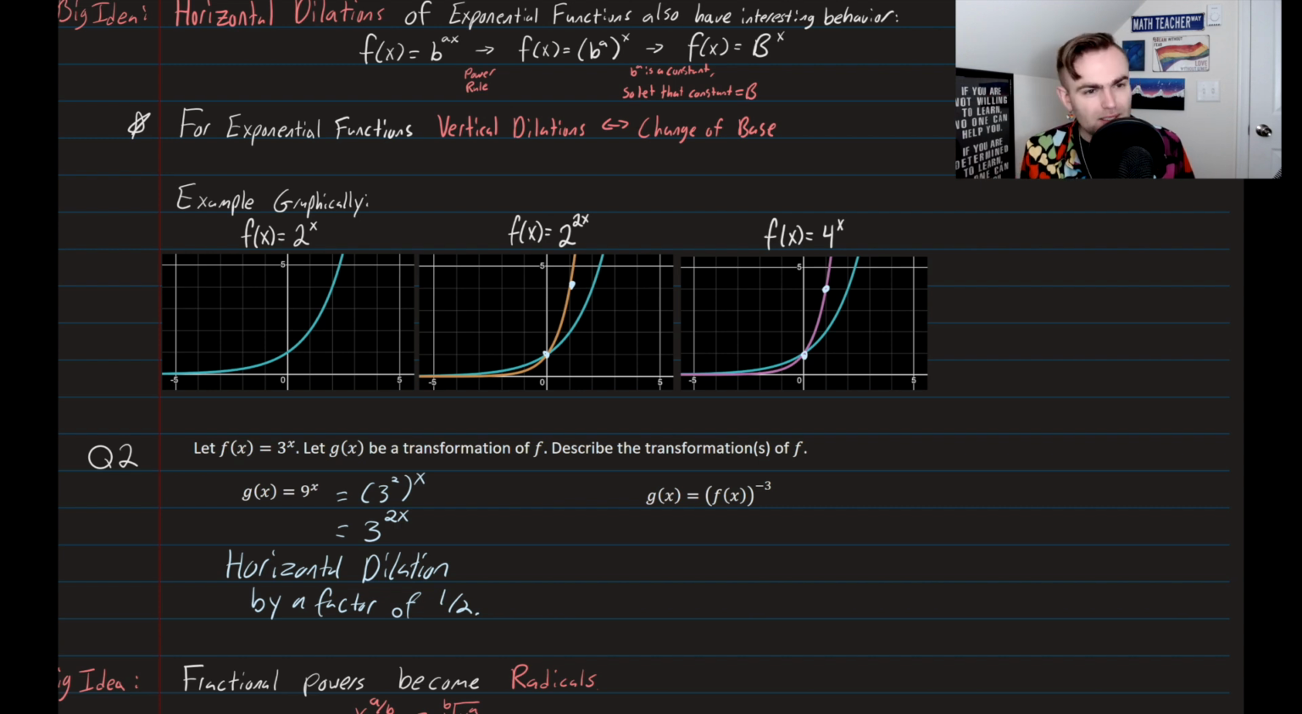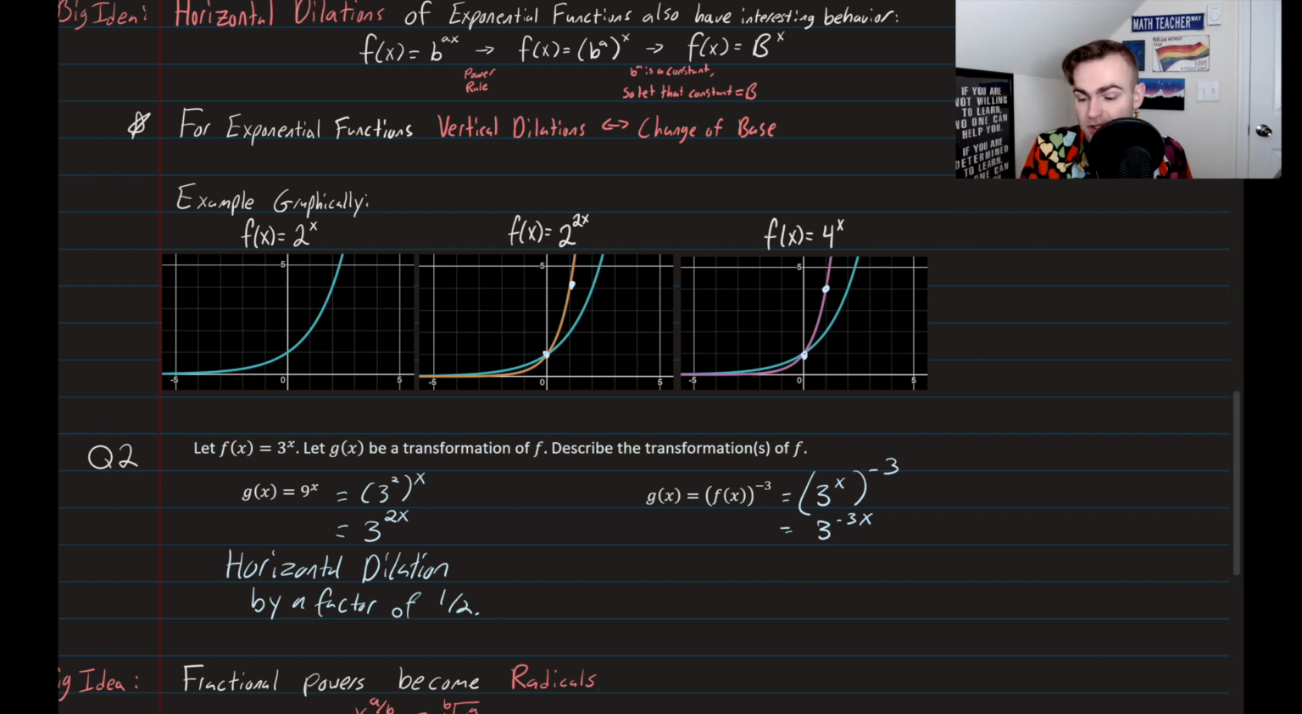Then we have the one that's a little cheeky like the other one, where we have an f of x instead of the function itself. So let's go ahead and replace that. So we have 3 to the power of x to the power of negative 3. Well, that would be 3 to the negative 3x. So we actually have two things going on here.